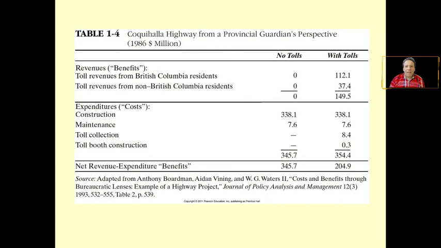And we have here the project with no toll and the project with tolls. We have the revenues, the benefits, and the expenditures, the costs. And we can conclude from this table that the net revenue minus expenditure benefits with no tolls is 345.7. With tolls is 204.9, meaning that from the guardian's perspective, this is the project that we need to choose.